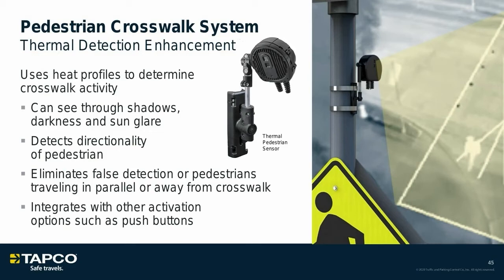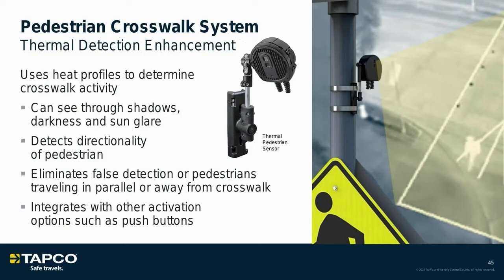We can custom build these zones and have directionality changes so that we know that activation is going to occur. As you can see, it does go through shadows, darkness, sun glare, rain, snow, wind, whatever it may be. This is one of the most accurate cameras that we have to detect pedestrians as they enter a crosswalk and then obviously exit. So what this does is eliminate the false detections of pedestrians traveling in parallel to a crosswalk. So if you got somebody going up and down the sidewalk but they're not entering the road, we don't have any false detections there.